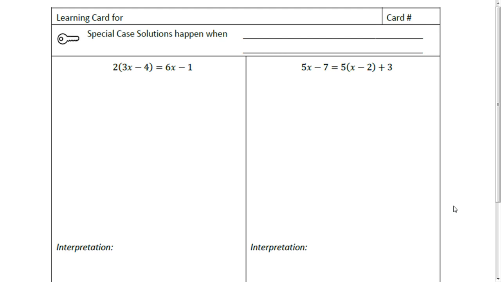Anyway, learning card number 2 today. So we'll put a 2 up here. Learning card for solving special cases. Dun dun dun. Because let's face it, most of the time, everything's fine. Maybe an answer gets messy, but it's still an answer. You double check your work, everything's good. Sometimes something goofy happens, and that's what we're going to talk about today.